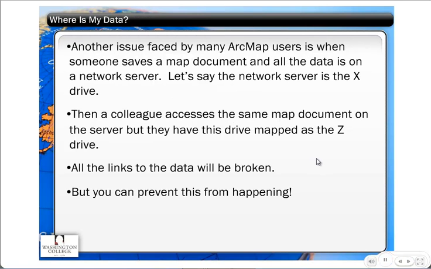Now, a big concern that some ArcMap users have is if someone saves a map document, and let's say it's your coworker, and your coworker saves a map document and all the data is on a network server. But let's say that your coworker is logged into the network server as the X drive. Well, then you access the same map document on the server, but you have the drive mapped as the Z drive. Well, the relative path to where the data is will be broken. Now, there's a way you can keep this from happening, which I'm going to show you.